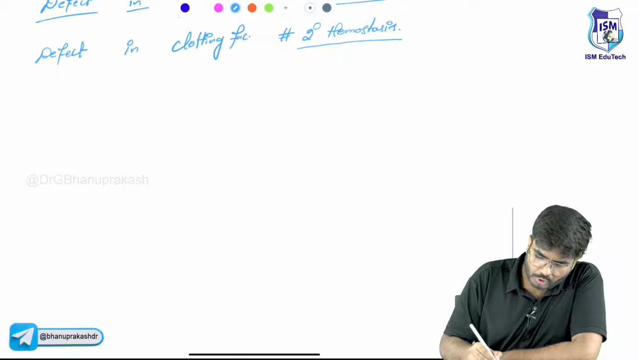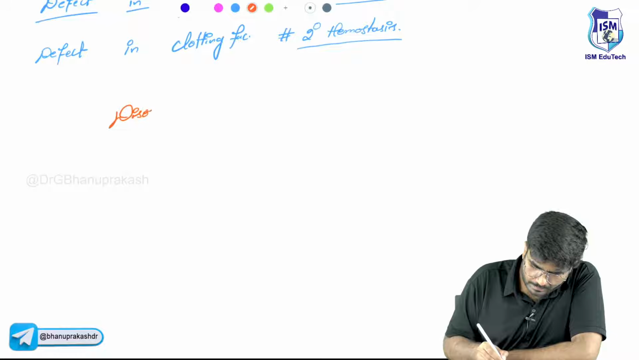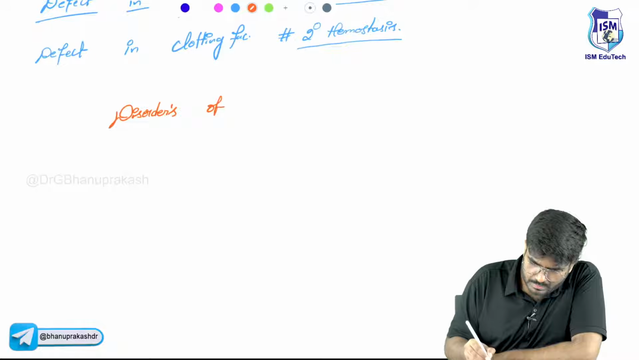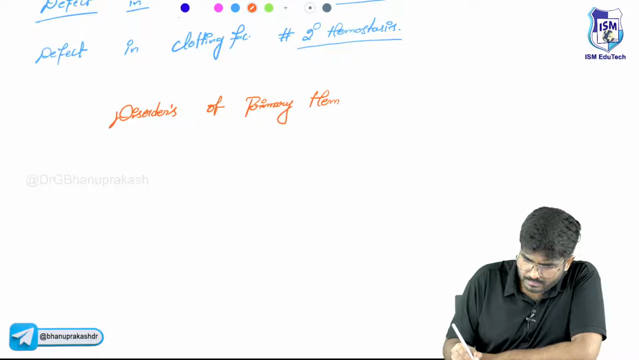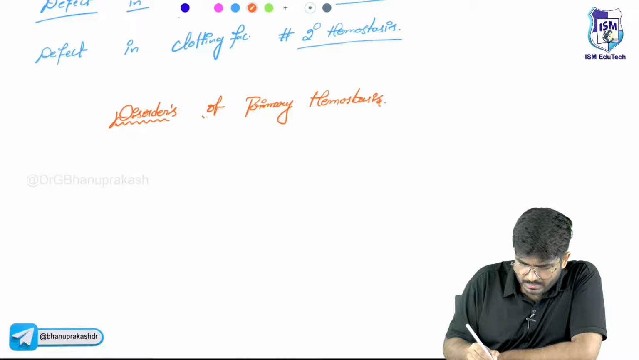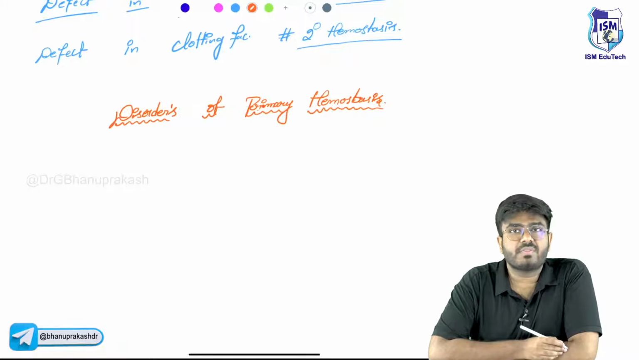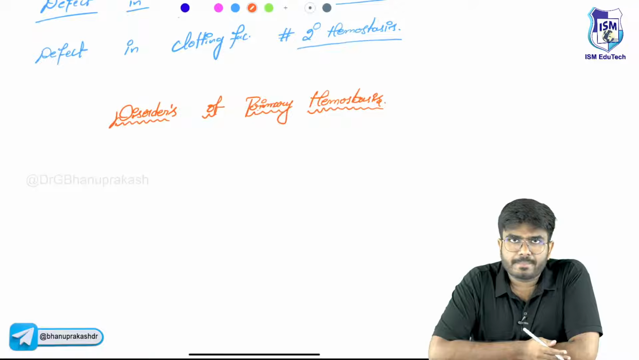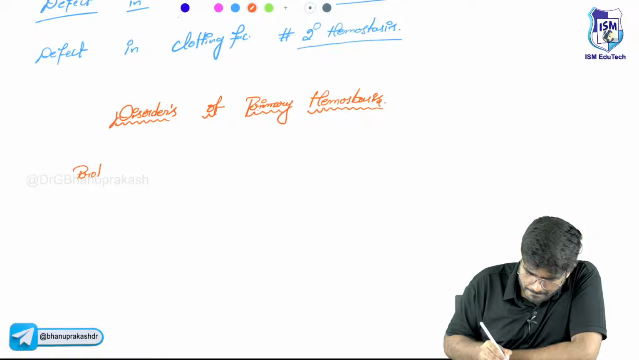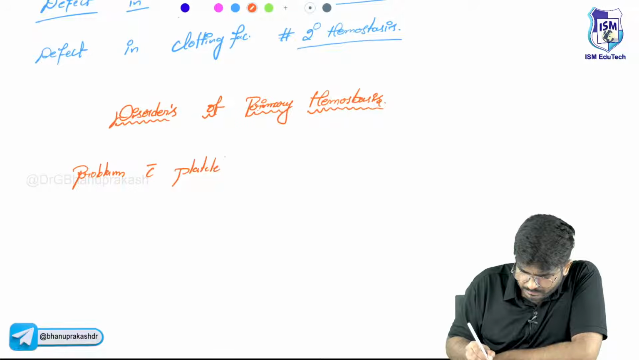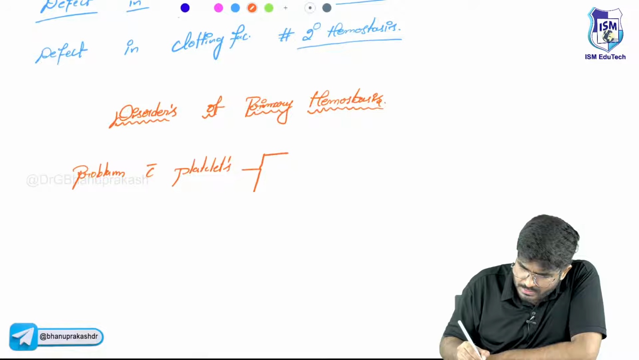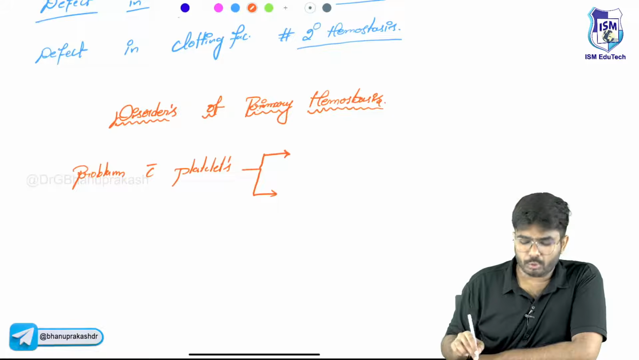Now first let's start our topic with the disorders of primary hemostasis. Okay. So disorders of primary hemostasis. Now, you know it already, primary hemostasis defect means there is some problem with the platelets. So what kind of problems can you expect? Two types of problems can be possible.